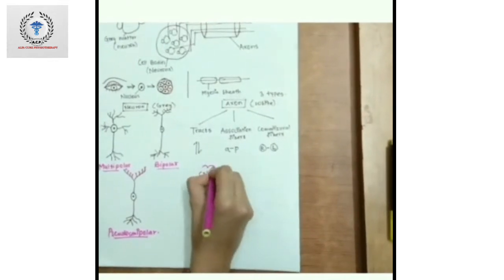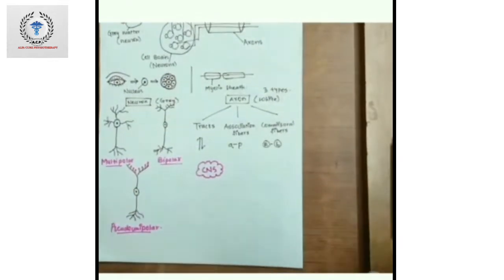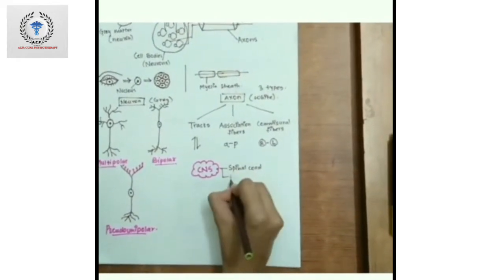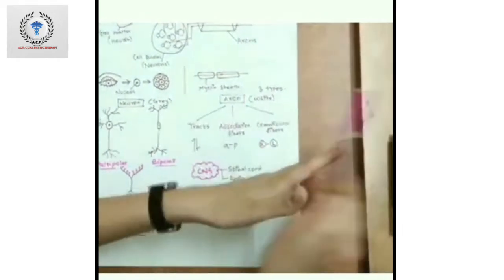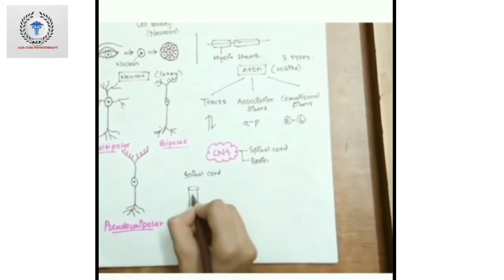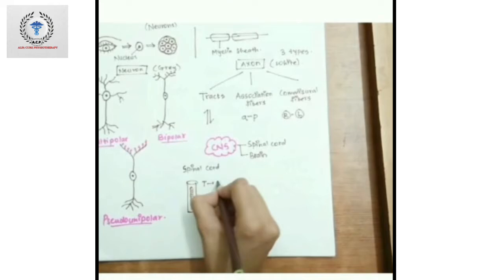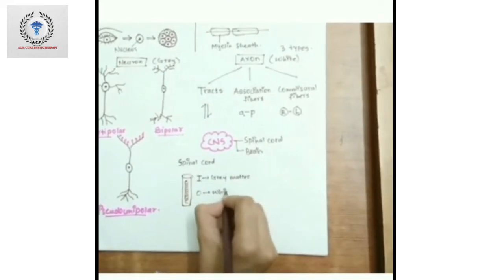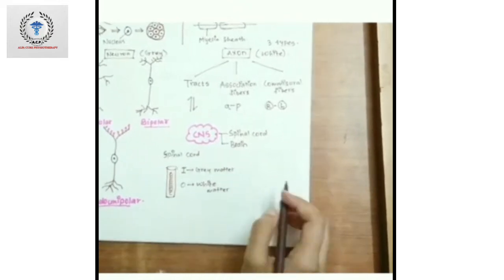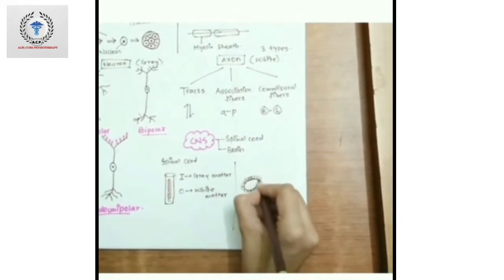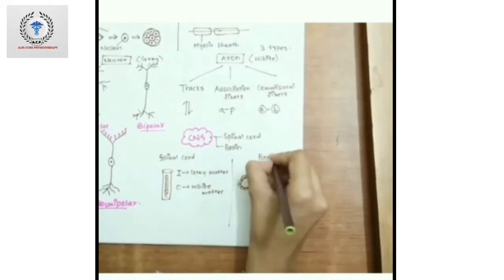The central nervous system includes spinal cord and the brain. In the spinal cord, there is presence of grey matter inside and white matter outside. In brain, there is presence of grey matter outside and white matter inside.